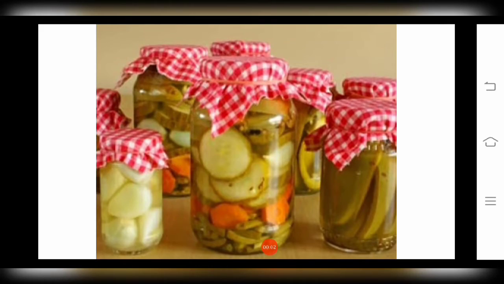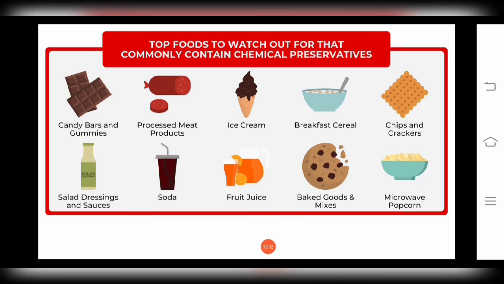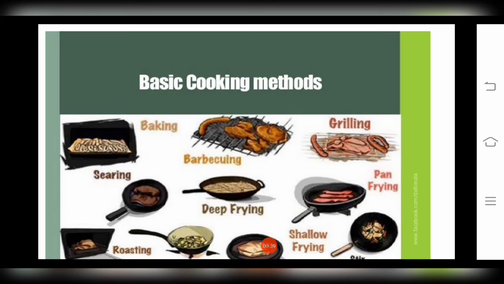Thank you. So these were the pickles I was talking about. You must have seen these containers in your houses, and here we have the foods that usually contain chemical preservatives, because the candies or the processed meat that we get from the market, ice creams, use flavors, right? Certain chemicals for coloring, and breakfast cereal sometimes contain colors, chips and crackers, popcorn, baked goods and mixes like cookies, fruit juices, soda, and salad dressings and sauces.